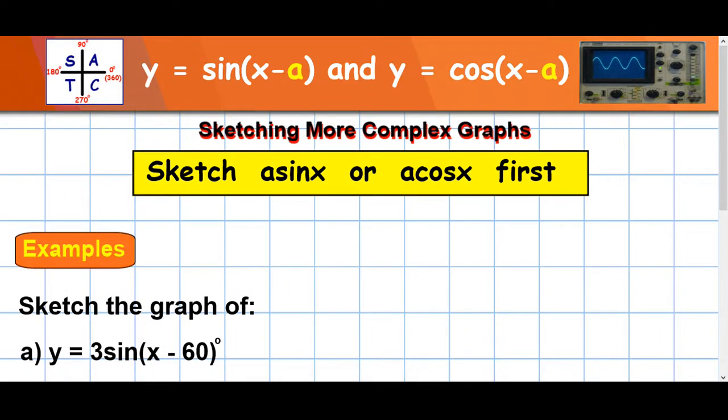In this lesson, we're going to look at sketching the phase angle. So in this first question, it says sketch the graph of y equals 3 sine (x minus 60). The graph is out of phase by 60 degrees.